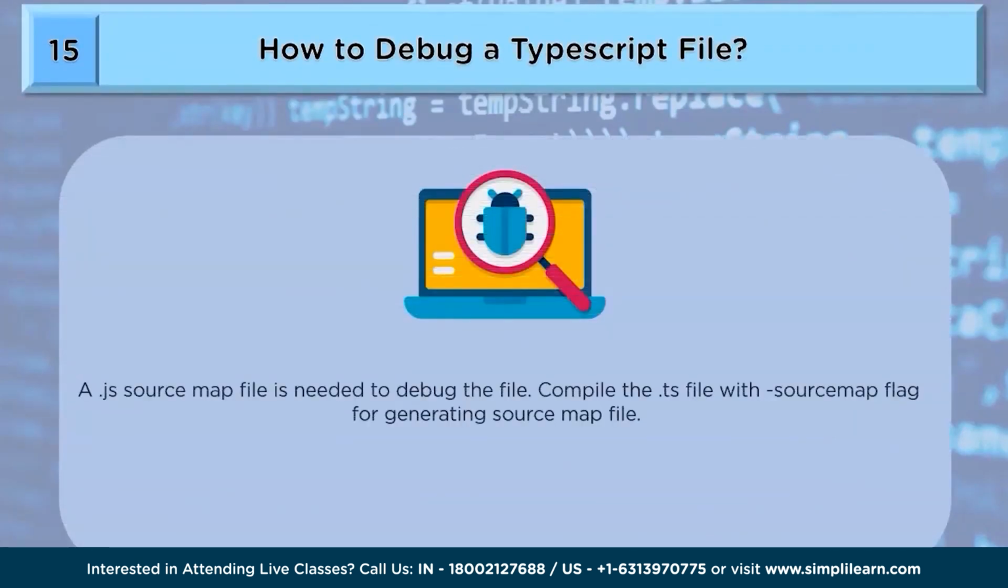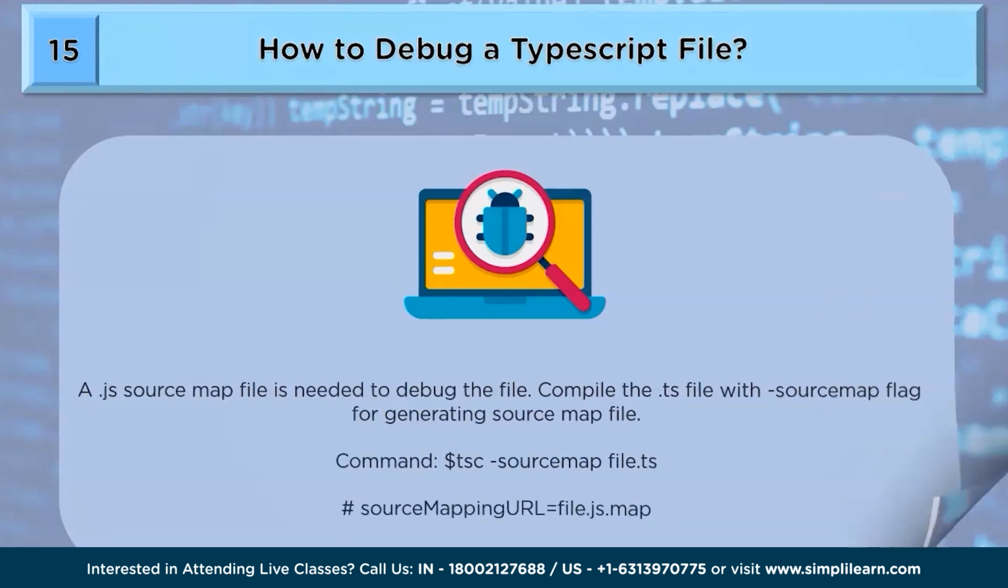To debug a TypeScript file, a .js source map file is needed. Compile the .ts file with the source map flag for generating the source map file. Use the command tsc --sourceMap file.ts. The sourceMappingURL is equal to file.js.map.